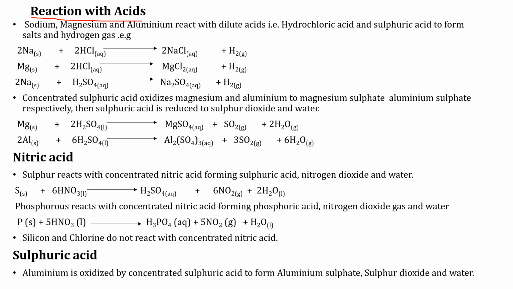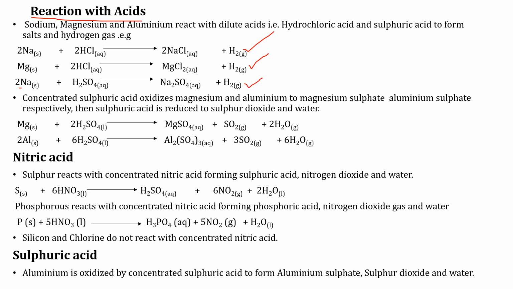So you're saying that sodium, magnesium, and aluminium react with dilute acids, and the reason for that is because these ones are metals. Metals always react with acids in whichever condition to form respective salts and hydrogen gas. So sodium will react with dilute hydrochloric acid to form sodium chloride and hydrogen. Similar applies to magnesium. Magnesium will form magnesium chloride and hydrogen. Sodium will react with dilute sulfuric acid to form sodium sulfate and hydrogen. So take note of this.